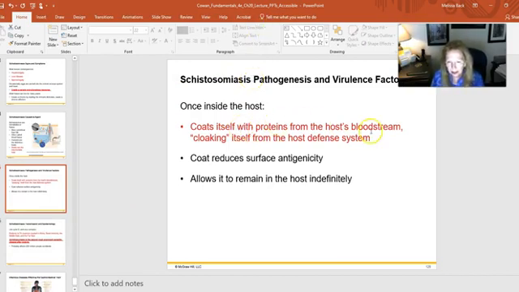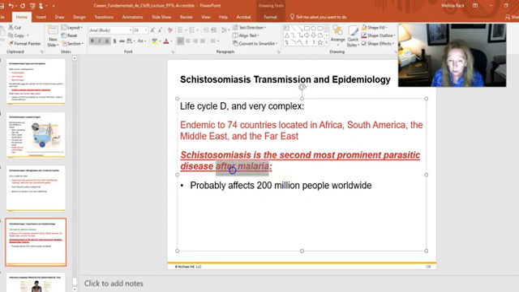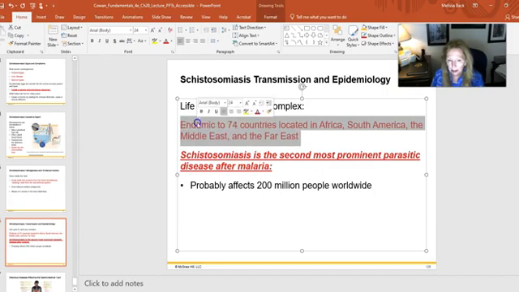It kind of cloaks itself from the host bloodstream and from the defenses. This is how it remains in the host for sometimes really long times. Schistosomiasis is the second most prominent parasitic disease around the world, after malaria. So we know malaria is caused by a protozoan, and schistosomiasis by a helminthic fluke, right? It's very, very common, especially in Asia and in Africa as well.